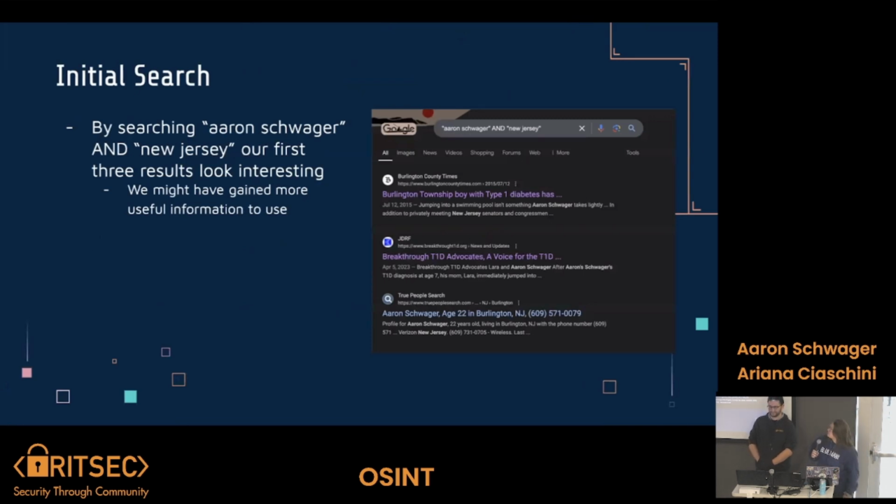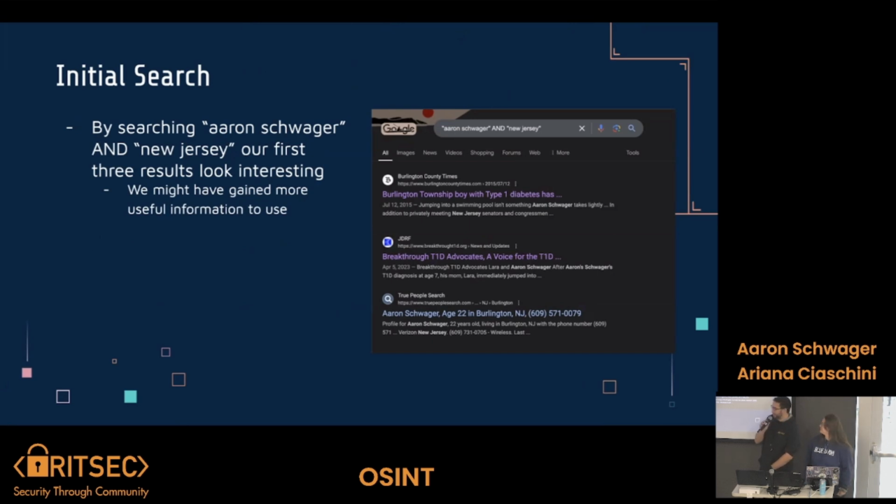So these first 3 links, if you can't read them, I'm sorry, it was a really big picture. I will try to make it smaller. The first thing that comes up is Burlington County Times, boy with type 1 diabetes, and then a breakthrough with type 1 diabetes advocates, and then Aaron Schwager, age 22, in Burlington, New Jersey, with a phone number. And I was like, wow, that was so funny.